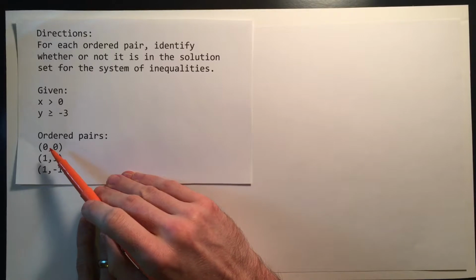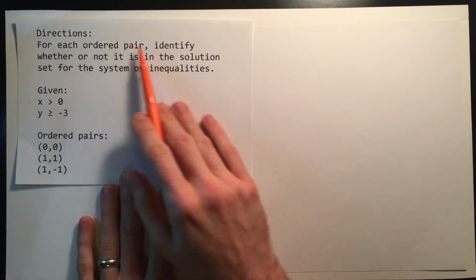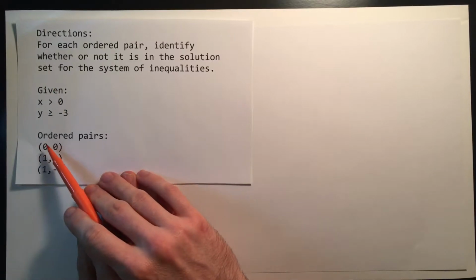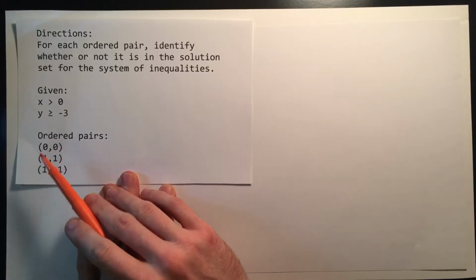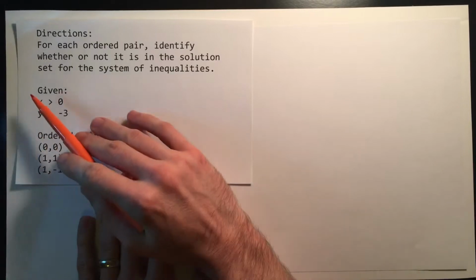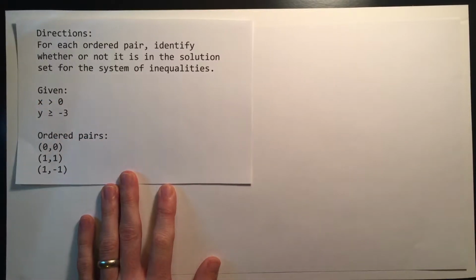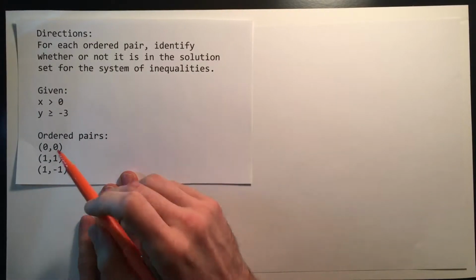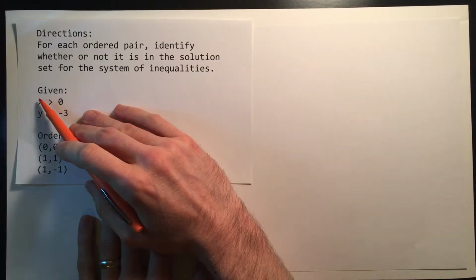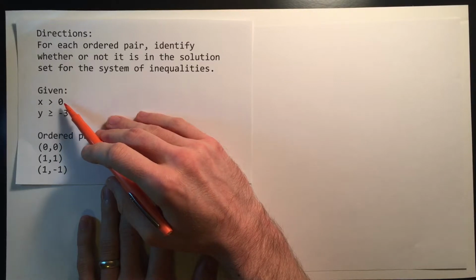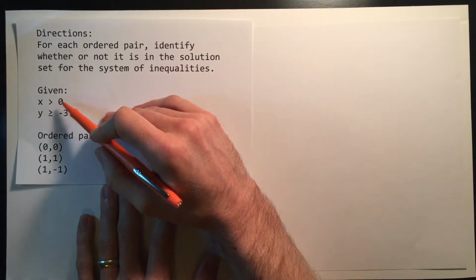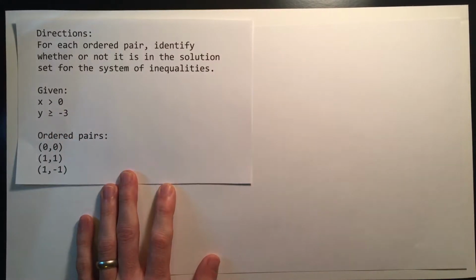To identify if an ordered pair is in the solution set just means take the values for x and y in each ordered pair and substitute them in for the x's and y's in the inequalities, and then determine if the inequality symbol is true or not. And if the inequality symbol is true, where the left side is greater than the right side in this case, then that ordered pair is a solution for that inequality. If it works in both, then it's a solution set for the system of inequalities.